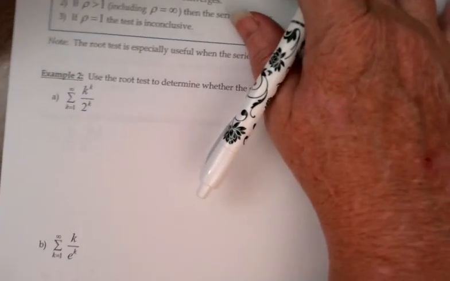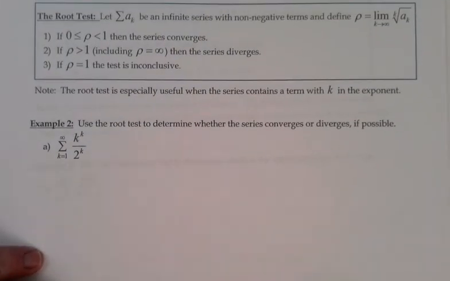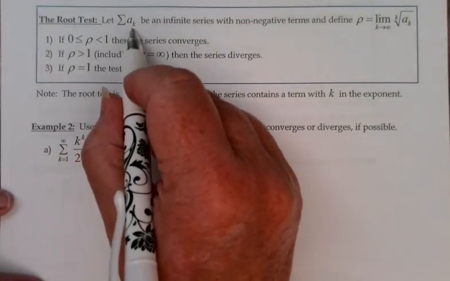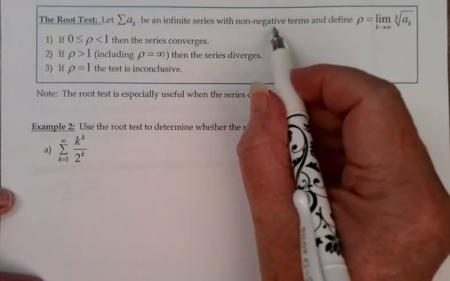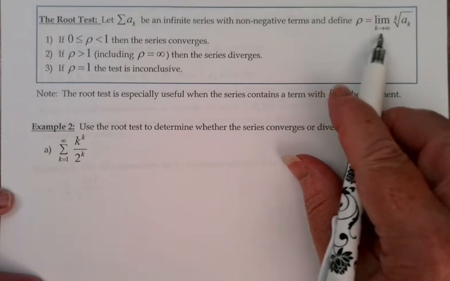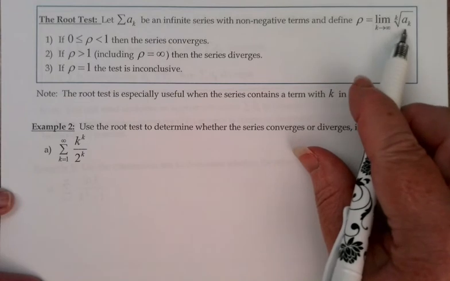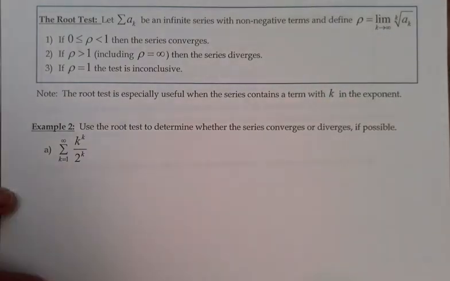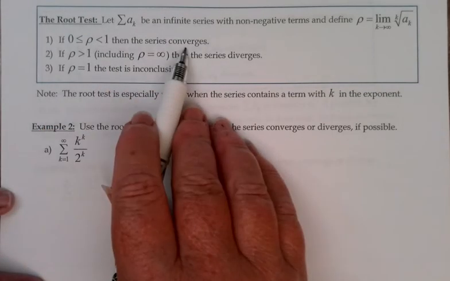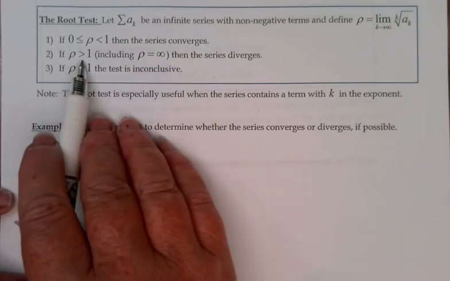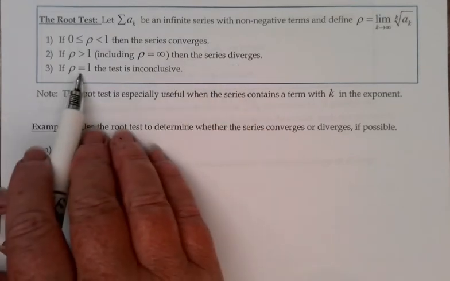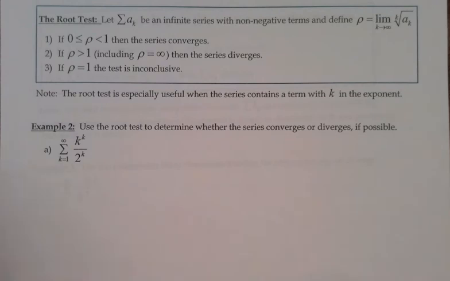Our second test in this section is called the root test, and it looks like this. Again, if the sum of a sub k is an infinite series with non-negative terms, we're going to define rho as the limit as k goes to infinity of the kth root of a sub k. And essentially the same results here. If rho is between 0 and 1, our series converges. If rho is greater than 1, including infinity, the series diverges. And if rho equals 1, our test is inconclusive. We'd have to use another test.